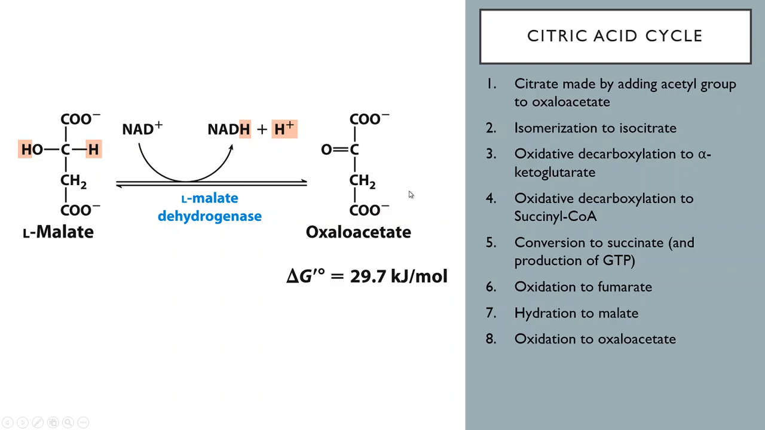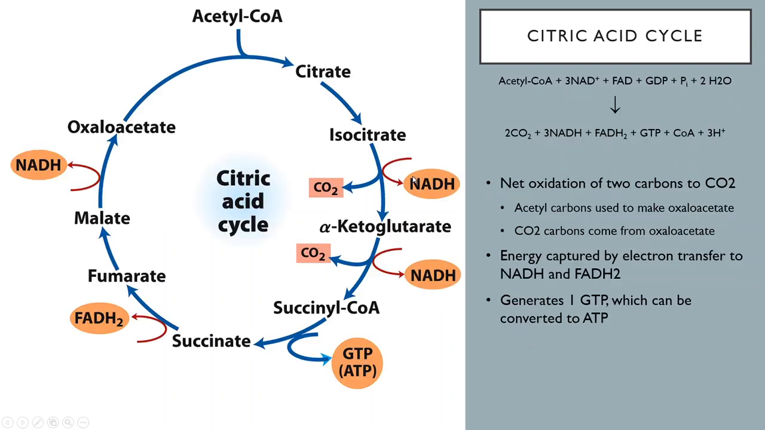But again, it's important to point out that the two carbons of this oxaloacetate came from the pyruvate that we started off with at the very beginning. And so we didn't lose those carbons as CO2, but now when this oxaloacetate goes through the cycle again, it has a chance to lose those carbons the next time.